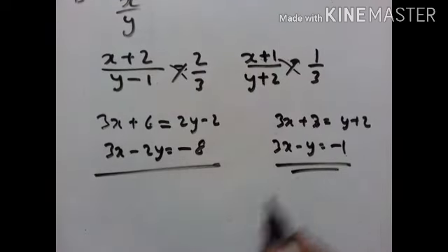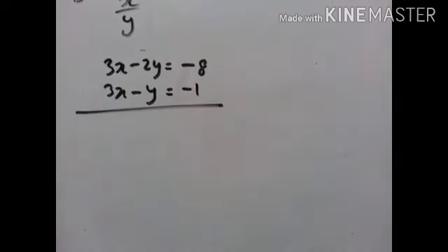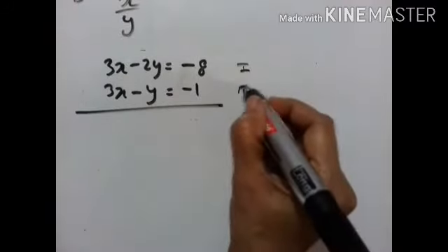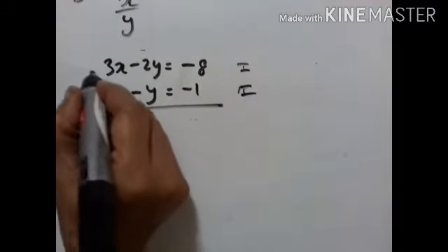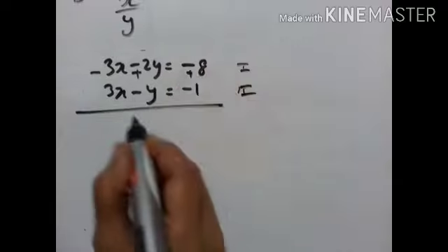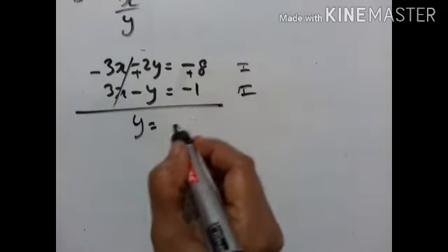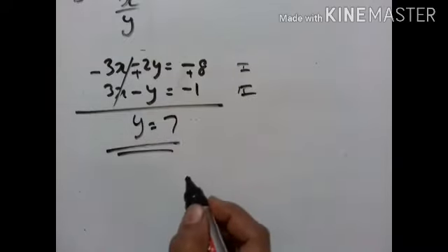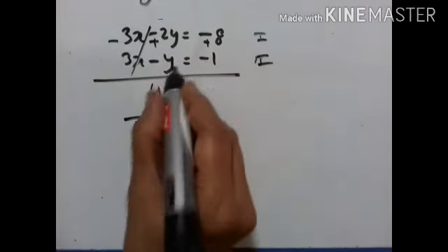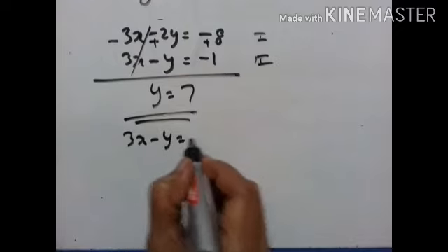Let us take these two equations now. This is the first equation, this is the second equation. Let us subtract this. This goes off. Plus 2y minus y is equal to y. Plus 8 minus 1 is equal to 7. Y is equal to 7. Let us take this equation. 3x minus y is equal to minus 1.